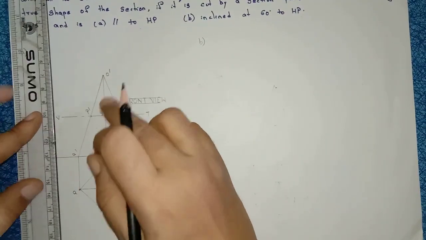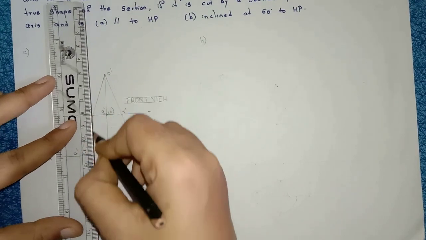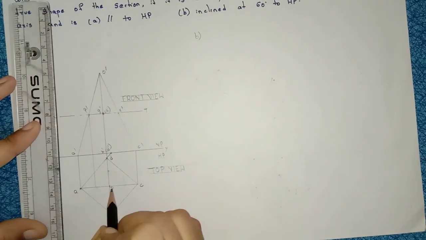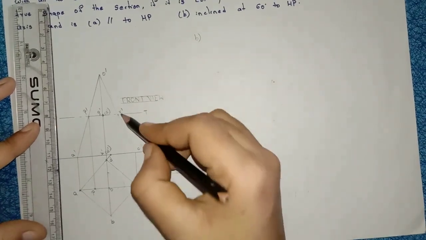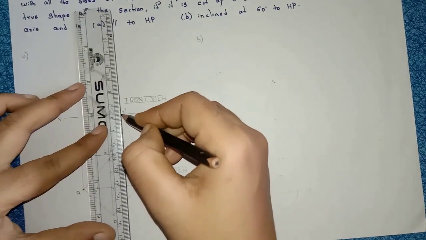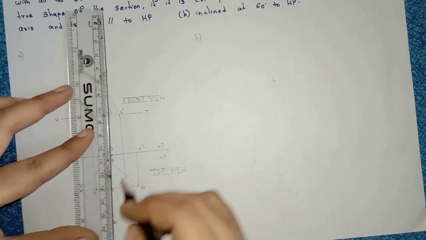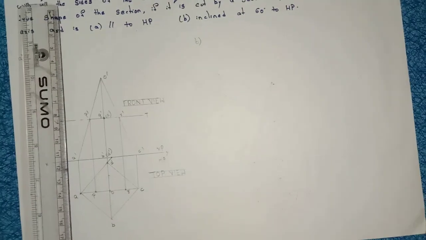Now, P is in between O and A. From P, I am projecting the line. In between OA, I am marking this point as P. Now you see R is in between O and C. From R, I am projecting the line. In between O and C, I am naming this point as R.